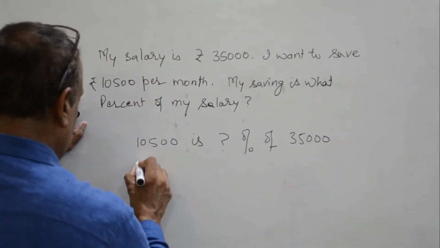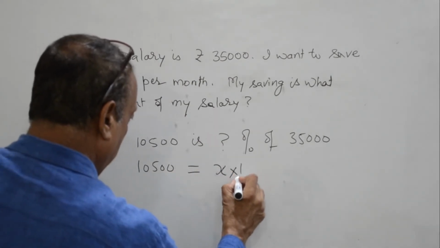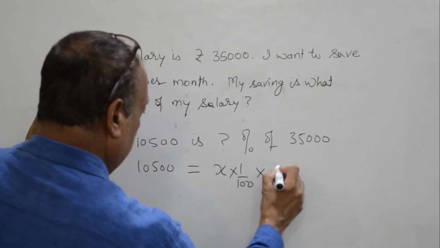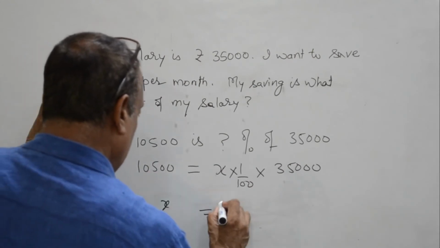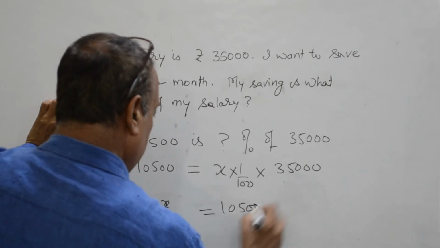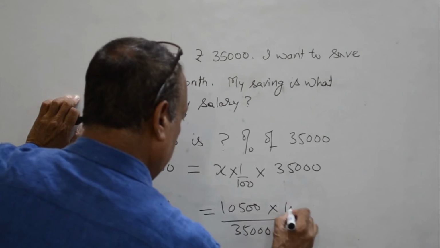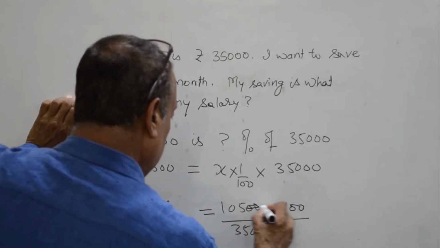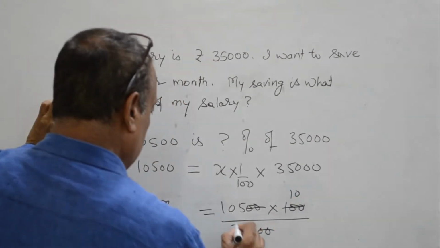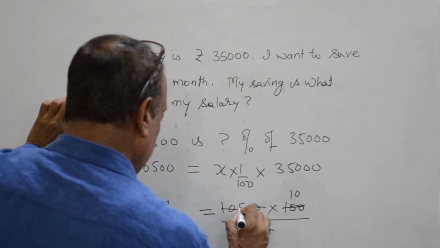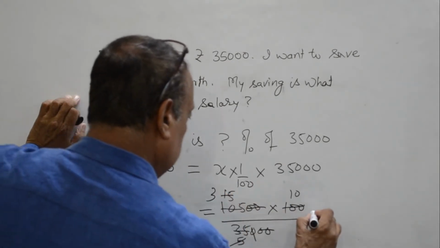So 10,500 is what percent of 35,000. So x is equal to 10,500 divided by 35,000 multiplied by 100. So these two, and this is 10, and it can be divided by 7, 15 and 5 and 3. So it is 30%.